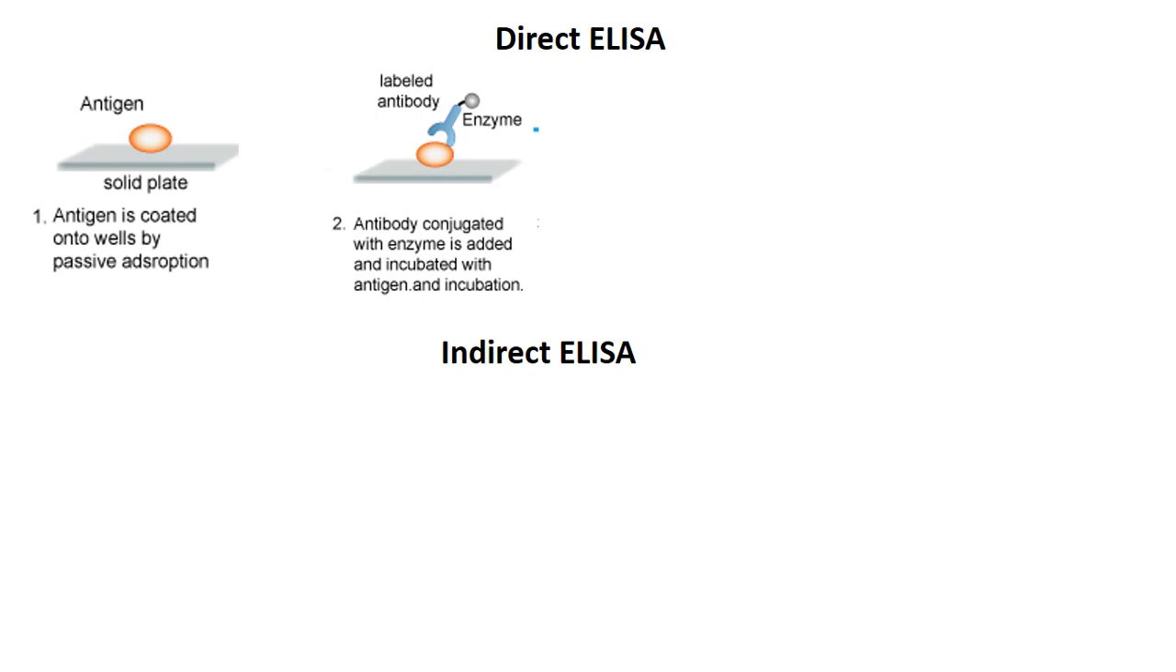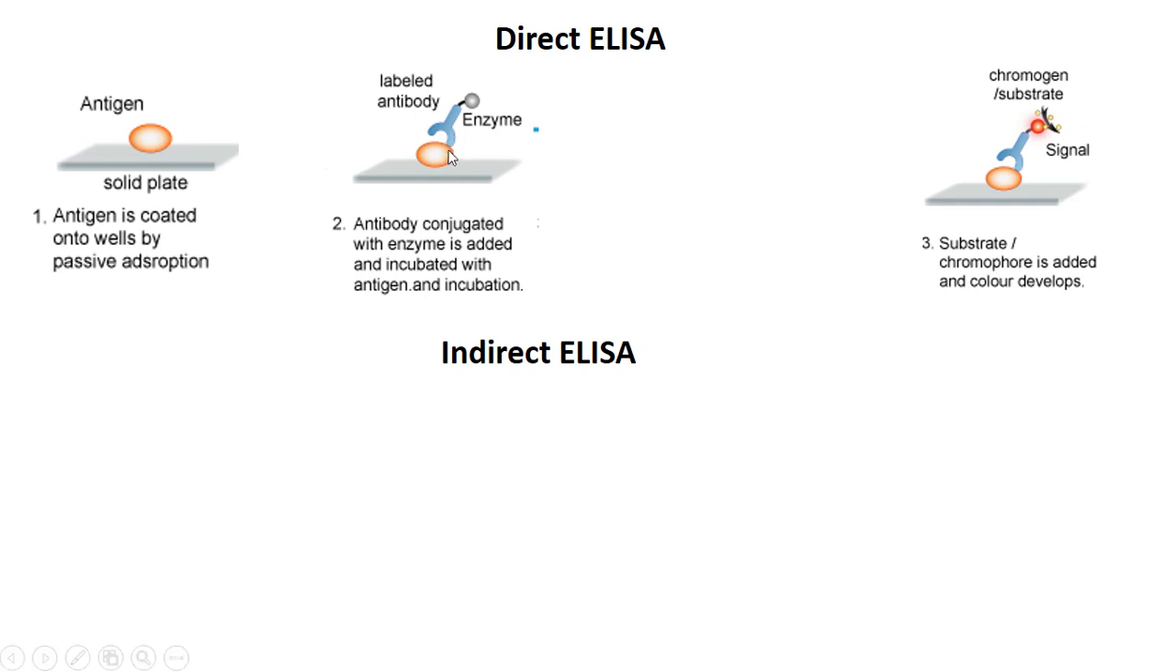case the detection antibody has an enzyme attached to it, okay? And then you add your substrate, and you get an enzymatic reaction. So the direct ELISA is actually quite quick because the detection antibody has the enzyme attached to it.